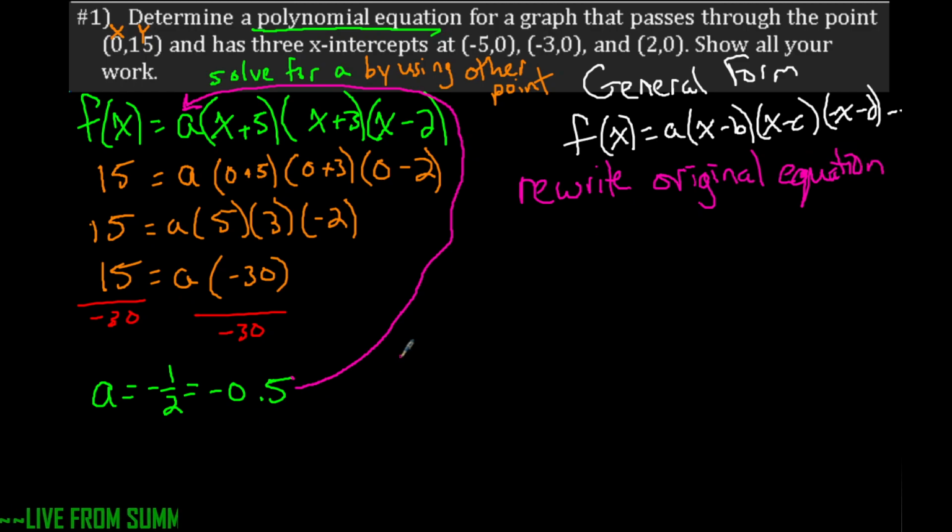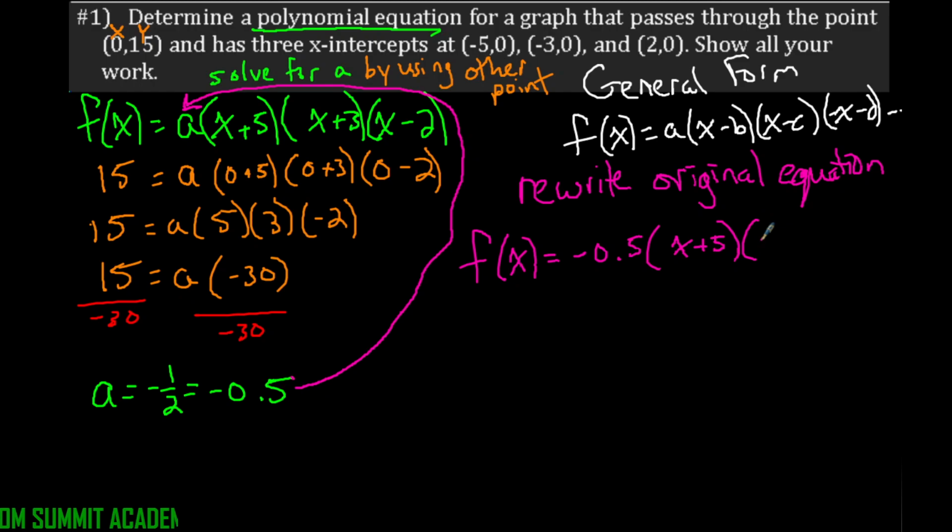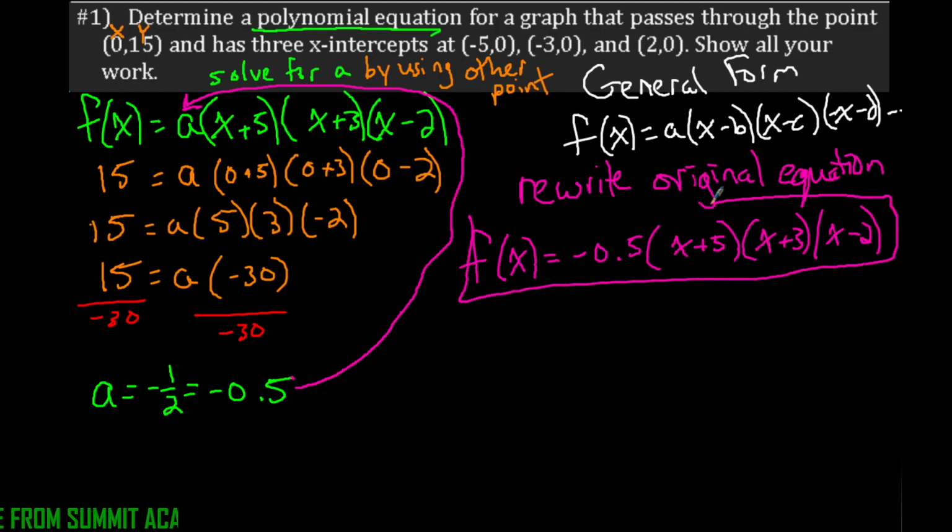Instead of A, we now have negative 0.5. So I'm going to say, let's have f of x be equal to negative 0.5 times x plus 5 times x plus 3 times x minus 2. Box in that answer so that way you know what to look for.